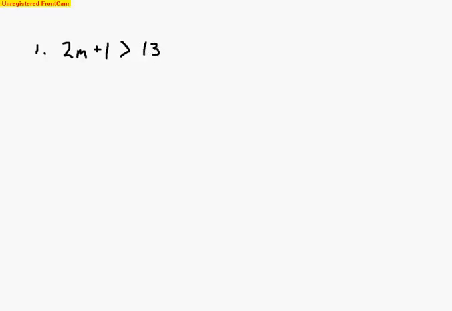So I solve this just like an equation. So what I'm going to do is just opposite operations to isolate this variable m. So I'm going to take away this 1 from the left-hand side. So I isolate that variable. And when I do that, in order to keep this in balance, I also need to take 1 away from the right side. So when I do that, I still have this 2m, and it's still greater than, and then I subtract the 1 from 13, and I get 12.